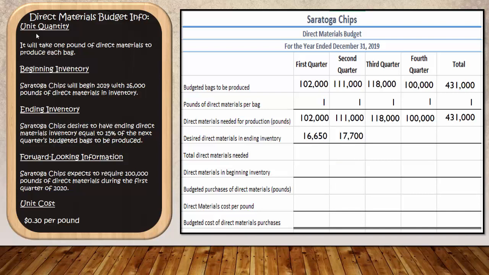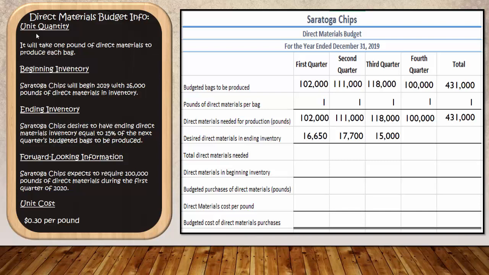We use this same concept all the way throughout. In the second quarter, we're going to take our 118,000 pounds of materials that we need for the third quarter, we multiply it by that 15%, and we find out that Saratoga Chips is going to need 17,700 pounds of potatoes at the end of the second quarter. For the third quarter, we take the fourth quarter's materials needed, which was 100,000 pounds of potatoes.